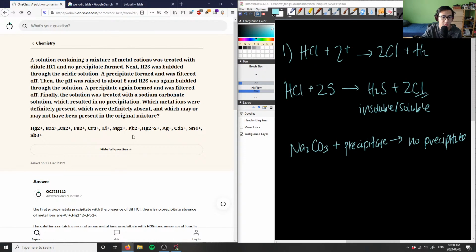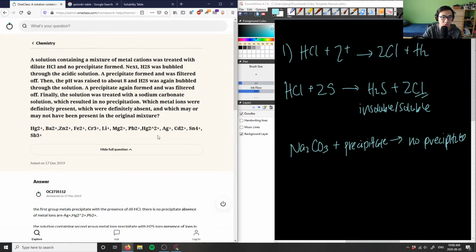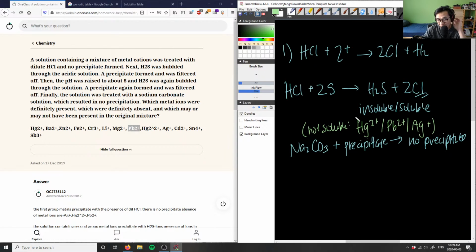So we have silver, which is this guy here, mercury, which is Hg2 2+, and Pb2+, which is going to be our lead here. So let me break that down. Basically, a chloride is soluble, however it forms a precipitate with Hg2 2+, Pb2+, and also Ag+. But everything else is soluble, which is great.